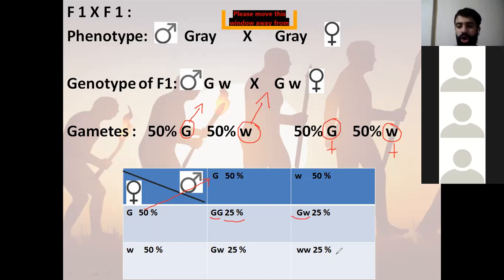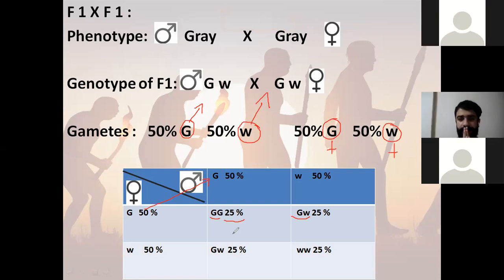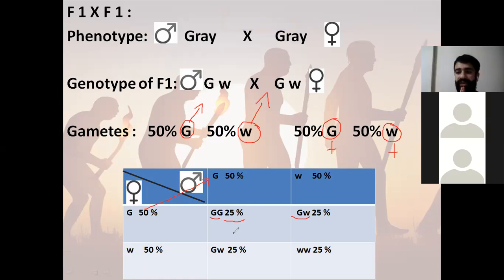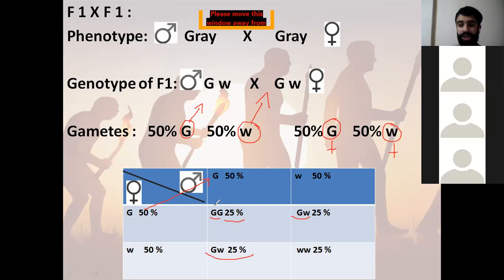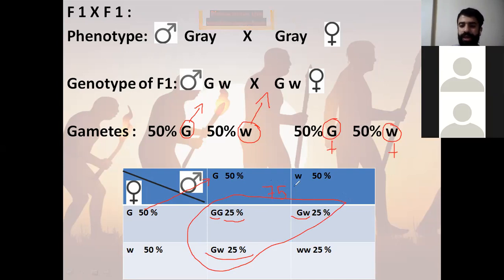So if I ask you, what is the genotype given by GG? GG will give which color? Yes, Tala? Gray. Okay, excellent. So GG will give gray, while GW also will give gray, since G is dominant and can be expressed in both homozygous and heterozygous. So these three give gray. What is the percentage of gray? It gives 75%, while the rest is WW, 25%, so 25% will be white in color.